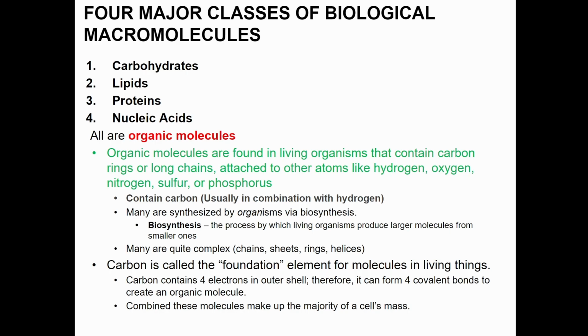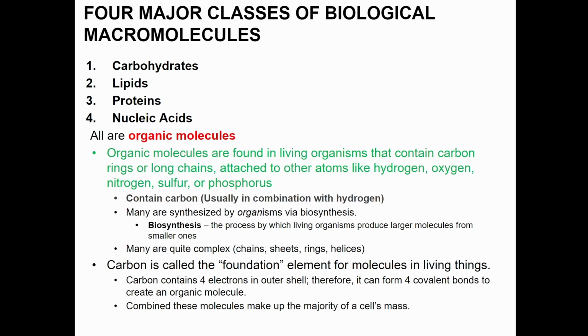And that brings us to the 4 major classes of biological macromolecules, sometimes called biological molecules. These are large substances, hence the prefix macro. They include carbohydrates, lipids, proteins, and nucleic acids. And these are all organic molecules, so they contain carbon in combination with hydrogen. And they're all found in living organisms that also contain things like carbon, hydrogen, oxygen, and nitrogen, but in trace amounts or smaller amounts, sulfur and phosphorus. To create these large macromolecules, biosynthesis, or a process that puts smaller subunits together to create larger molecules, occurs.